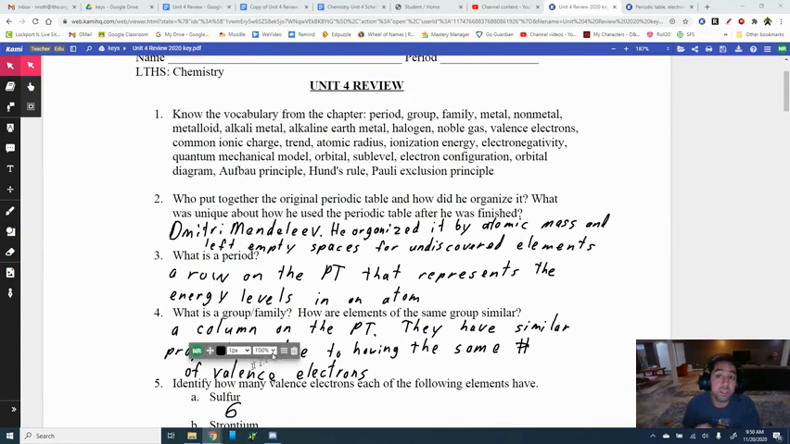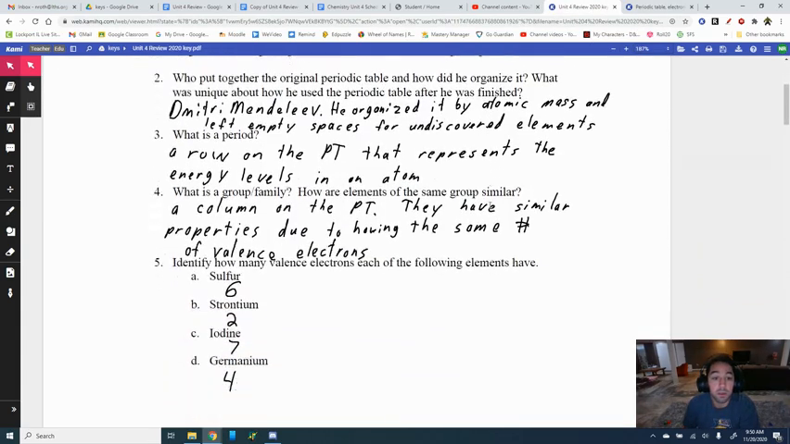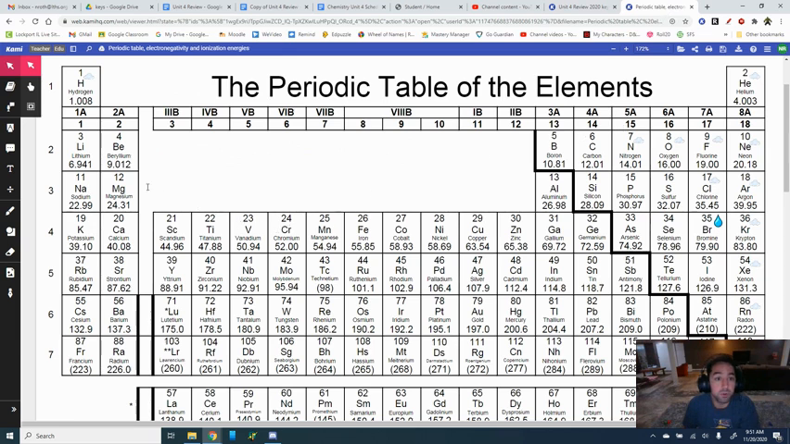Okay, so in order to do this, we need a periodic table, which I have right here. So the first one is sulfur. Sulfur is right there. It is in column 6 or family 6. So that means it has 6 valence electrons. I'm just going to show you these ones. So strontium is in column 2. So it has 2 valence electrons.